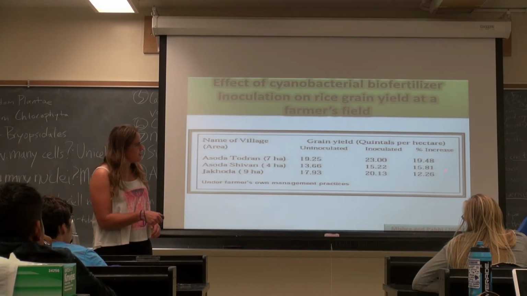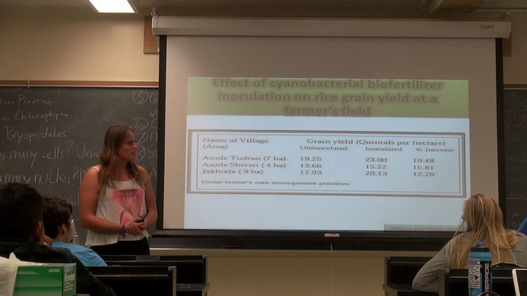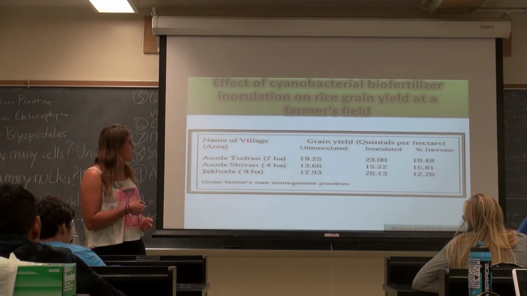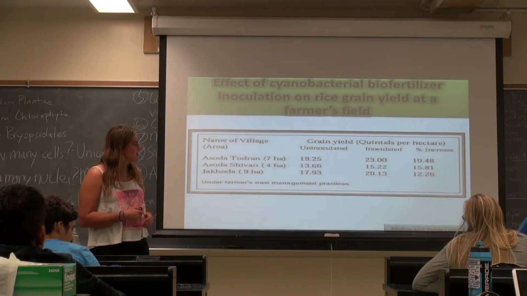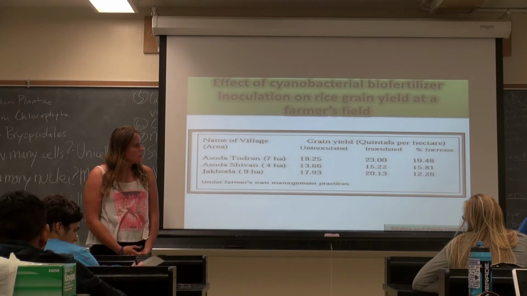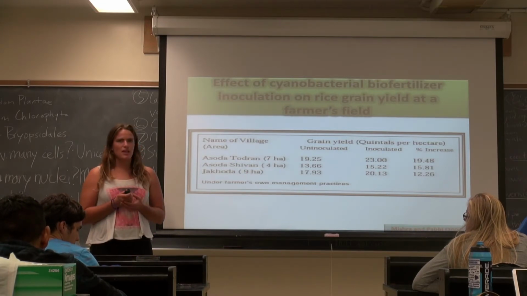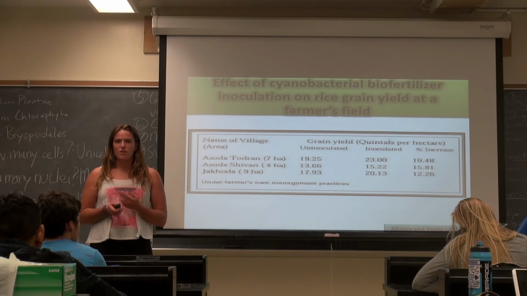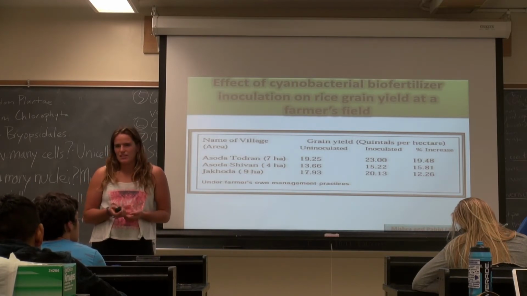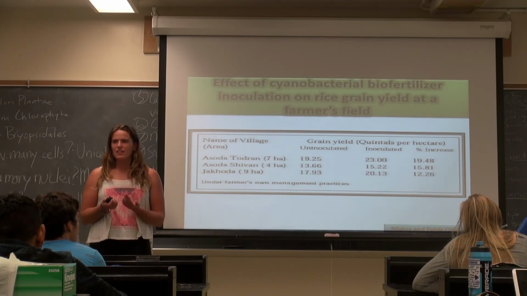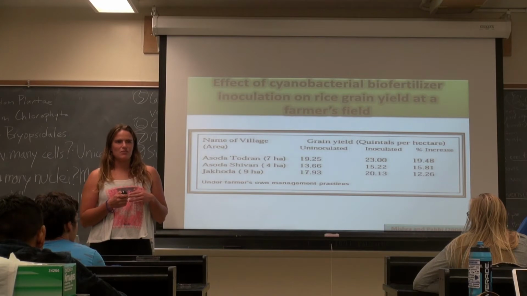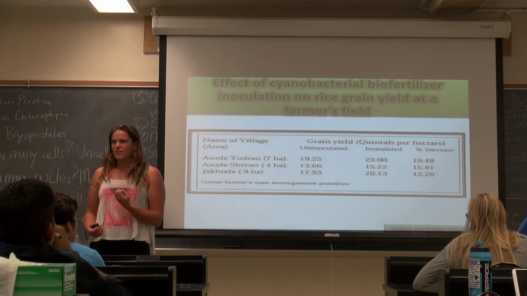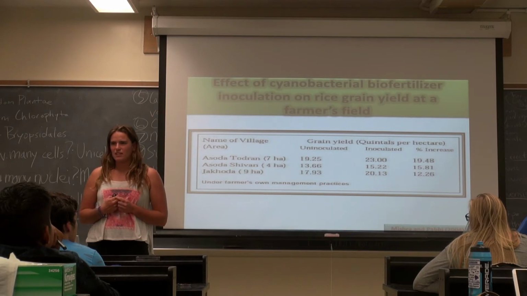So as you can see here, there was an increase in the amount of grains per hectare, and this was in different areas of Asia, and so with the use of Anabaena, they were able to increase their crop, and because it acts like a fertilizer, and it's better for our environment than fertilizer because it doesn't put out that much phosphorus into the environment, but it actually fixes and uses the phosphorus and the nitrogen.